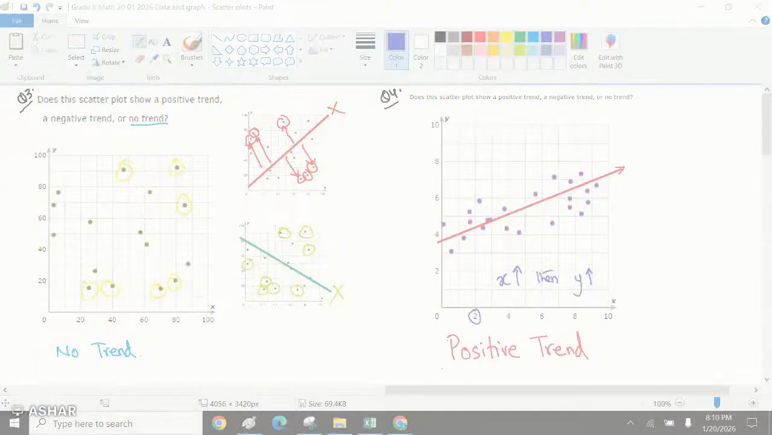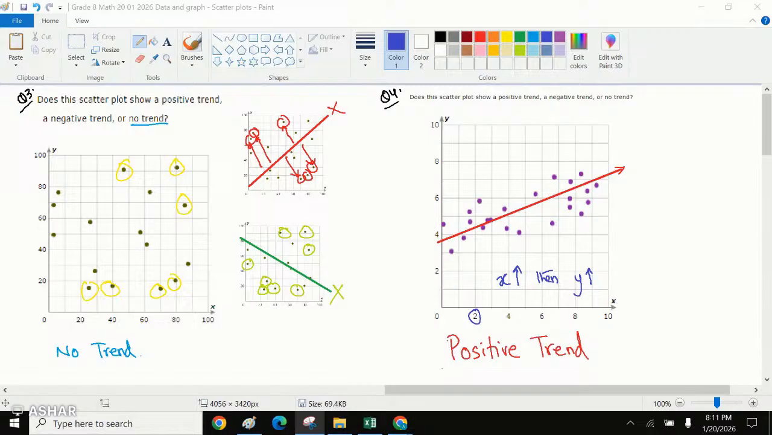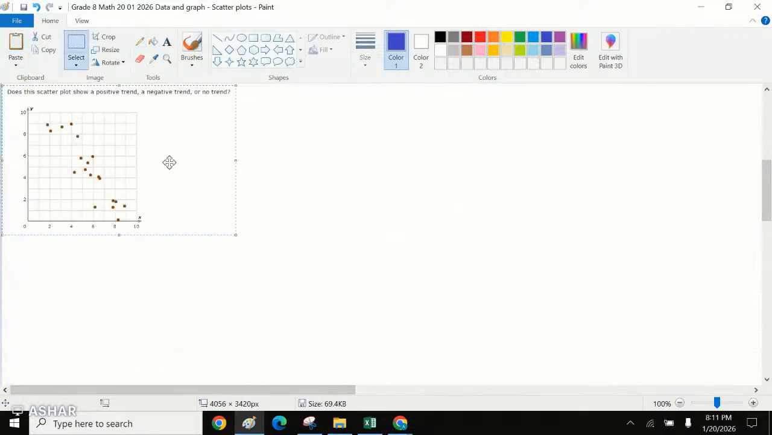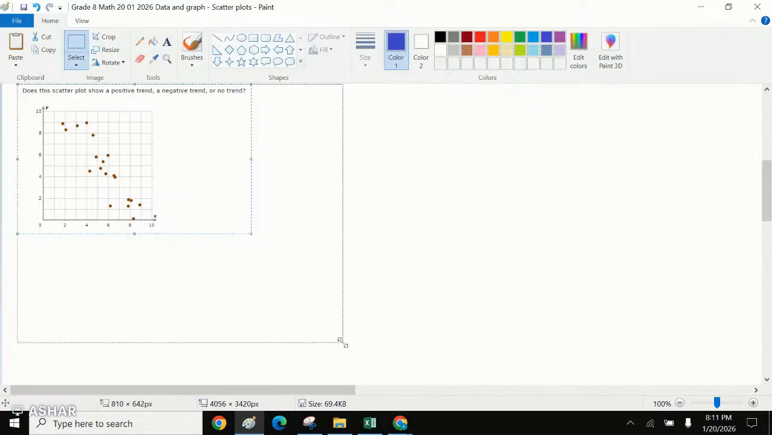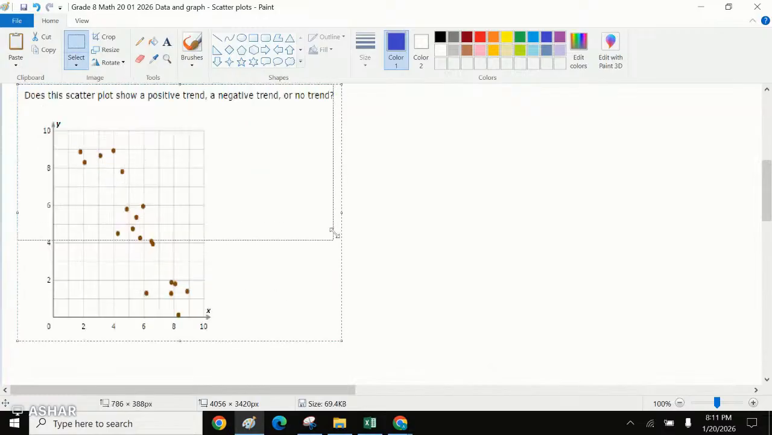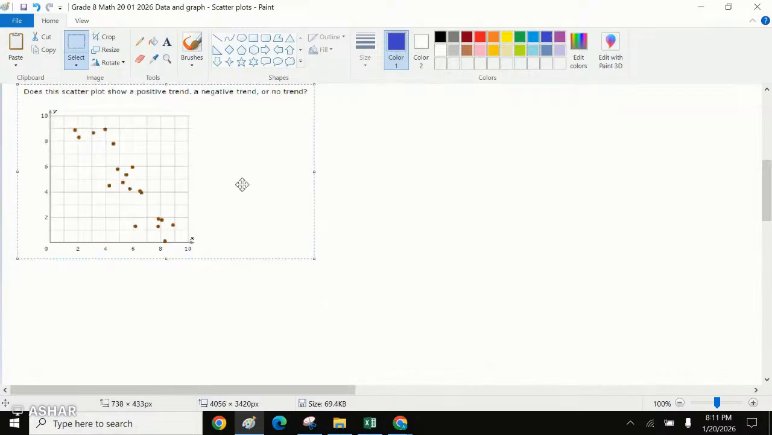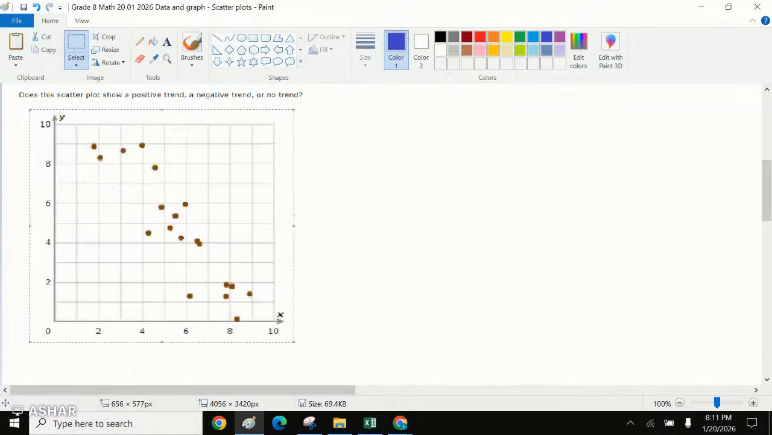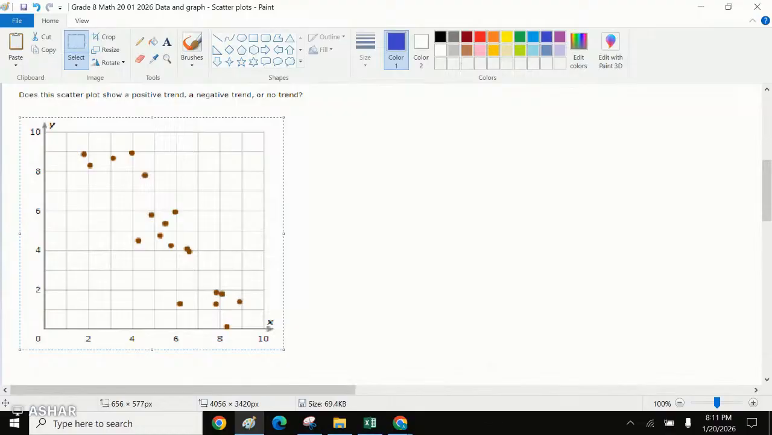The next question says, does this scatter plot show a positive, negative, or no trend? Let's just have a look. For question number 5, let me realign this. Question number 5 is asking us whether this shows a positive trend, a negative trend, or no trend, right? So what do we see over here?